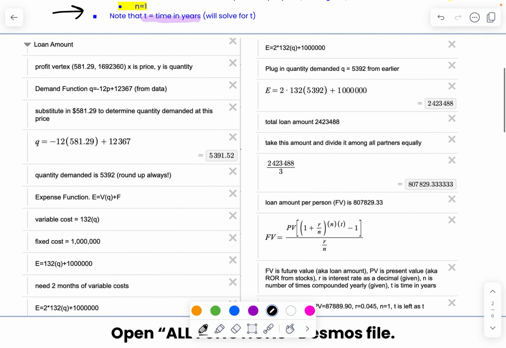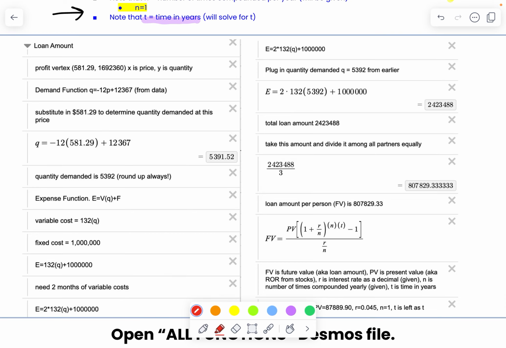Just to give you an idea of how much detail you should have in your loan amount file, I put some screenshots of mine. So as you can see, this is my loan amount file. And I started off noting my vertex. I reminded myself that X represents price, Y is quantity.